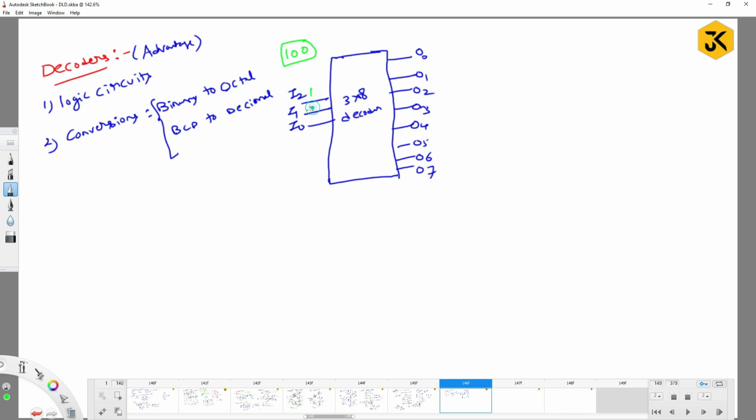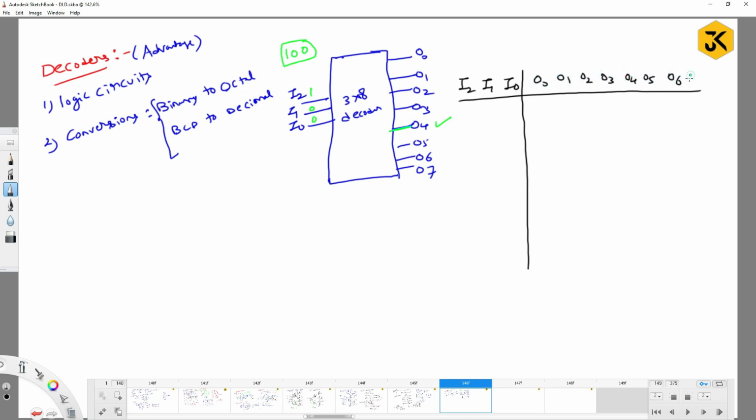So I am going to give 100 as input. At which output am I going to get the high voltage? O4. So can I say it is a binary to octal conversion? Yes. So you are able to do that. Can you draw the truth table for this? I2, I1, I0 and O0, O1, O2, O3, O4, O5, O6 and O7. Inputs are 000, 001, 010, 011, 100, 101, 110, 111.